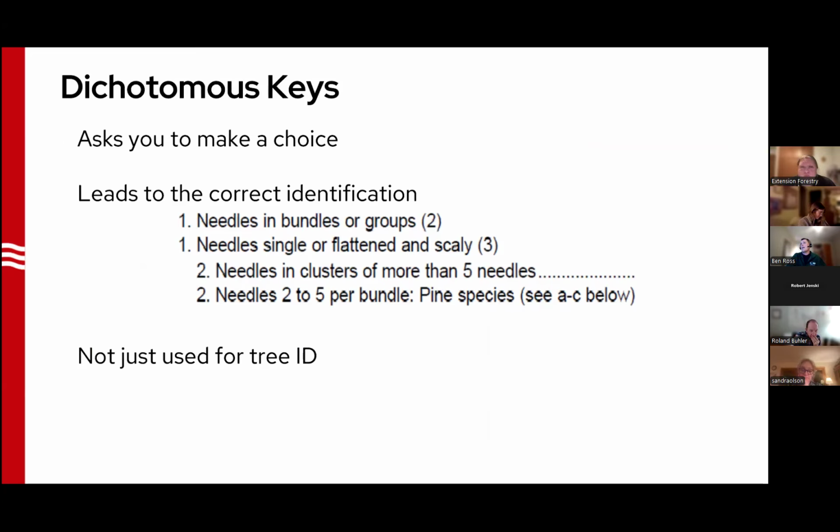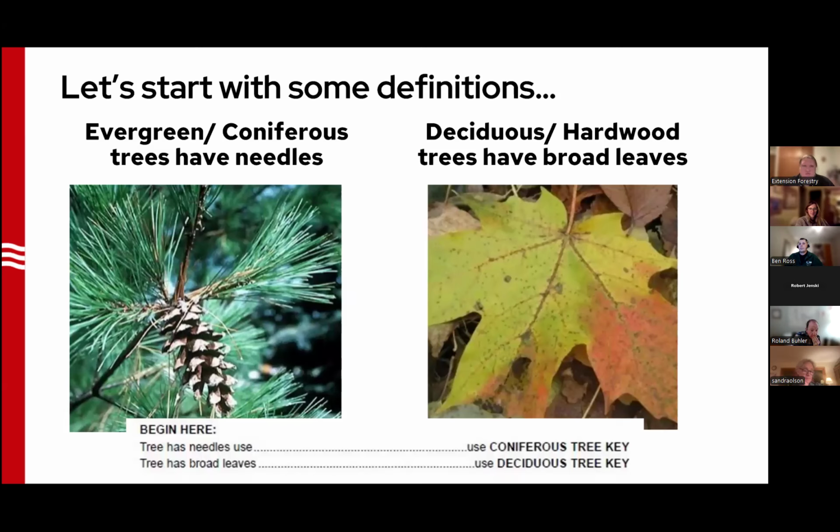But the dichotomous key, like I mentioned, is just going to give you options, like two options, and you work your way through and whittle your way down to figuring out what tree species you're looking at. So let's start off with some basics. Some of the stuff might be obvious, but we'll start pretty simple and kind of work our way down.